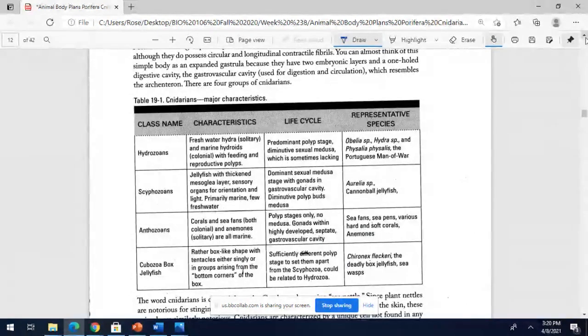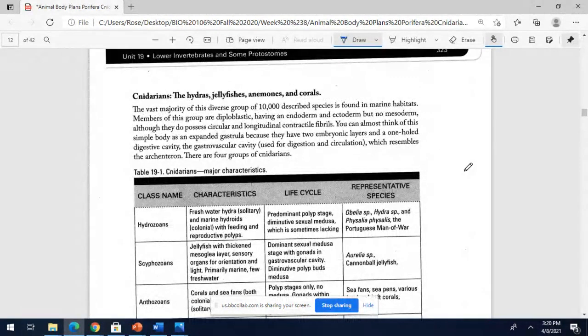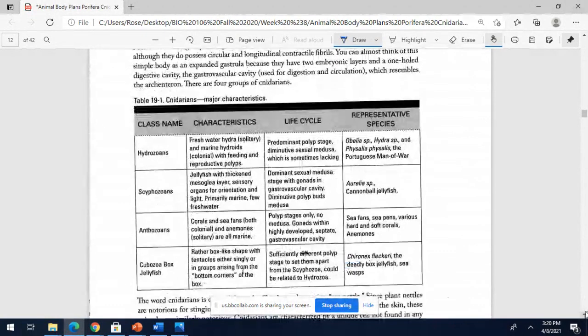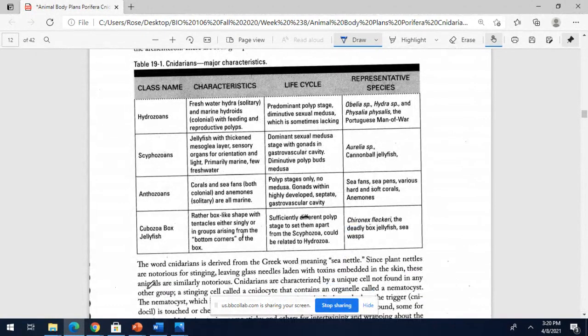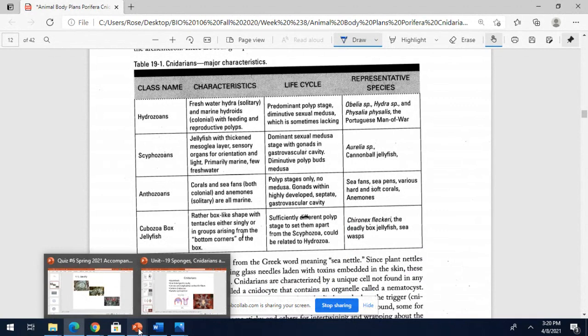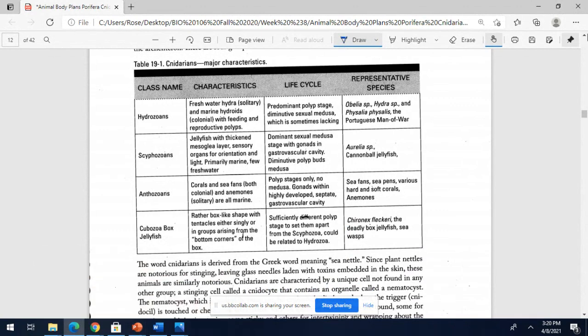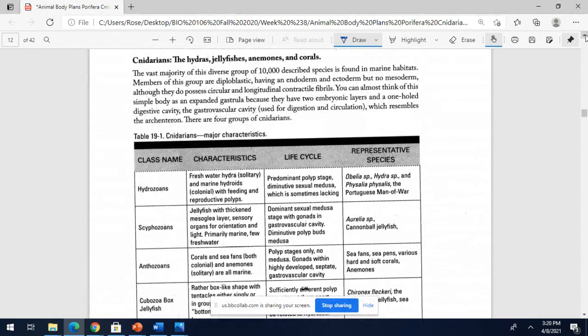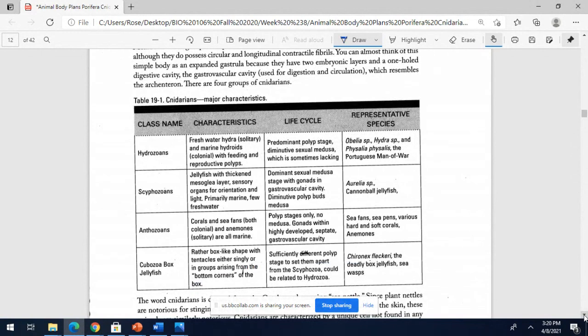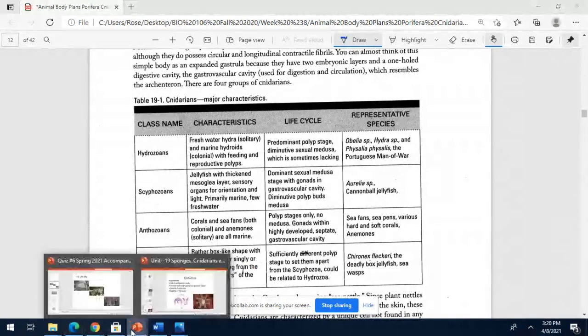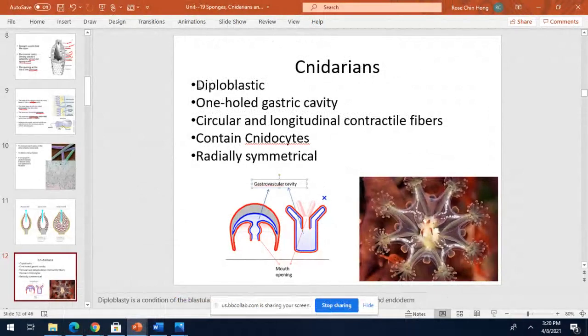Okay, so the cnidarians, they consist of the hydras, jellyfishes, anemones, and corals. All right, and we have the class names here, which we'll talk about in more detail as we do each one of these. Okay, so what makes them cnidarians is because they have these cnidocysts. They are diploblastic because they only have 2 germ layers, they only have ectoderm and endoderm.